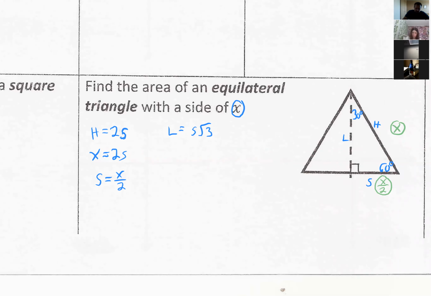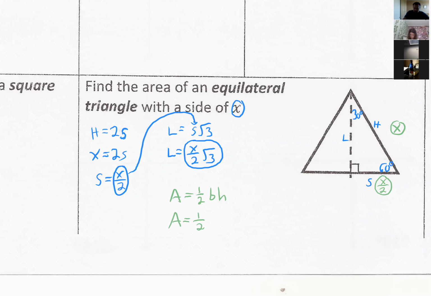Okay, so for the next one, I'm going to take this and plug it in here. So the long leg is going to be x over 2 times square root of 3. So this is my long leg. So the question is saying find the area. So the area of any triangle is 1/2 base times height. So this is going to be 1/2 times the base. Well, the base would be this entire side here, which is just x.